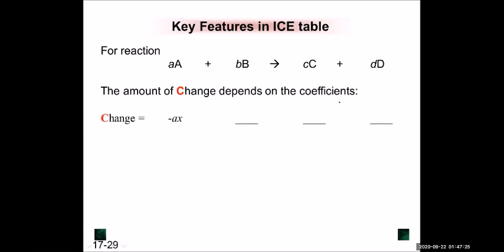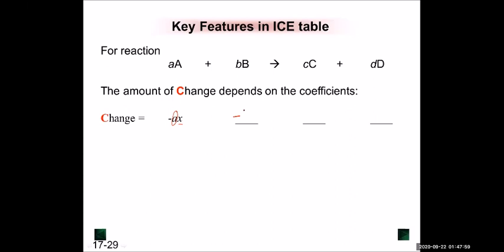The change depends on the coefficient. Let's say this coefficient is just a random number a. And as a convention, as a tradition, we set it as a negative x. How much negative x? The coefficient matters: negative ax. For the reactant B, A and B are both reactants, so they should have the same sign. This should also be negative because it is another reactant.